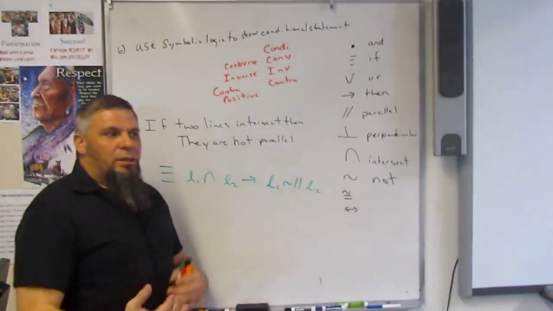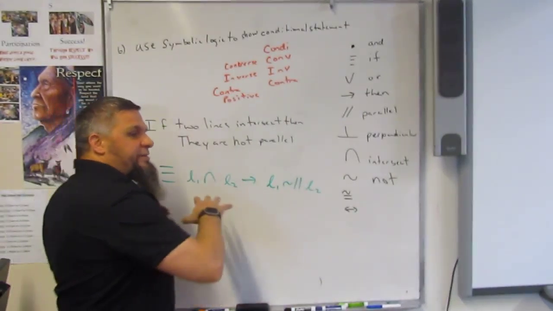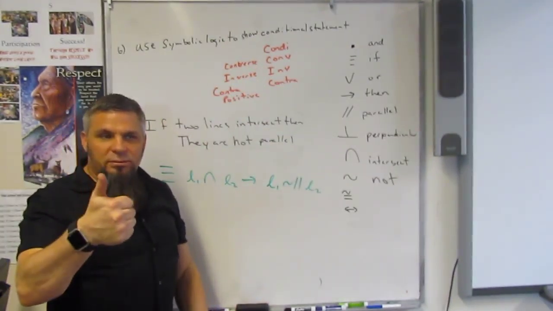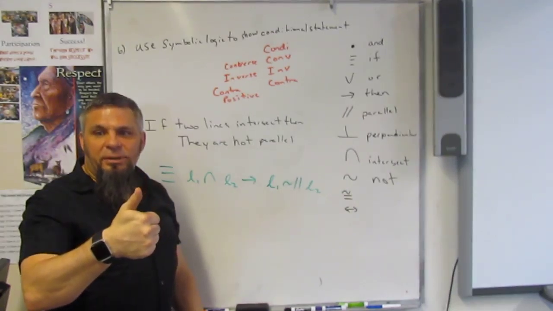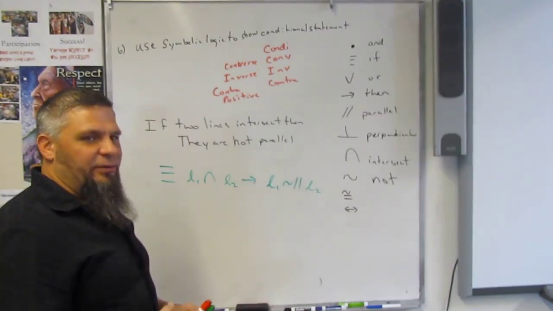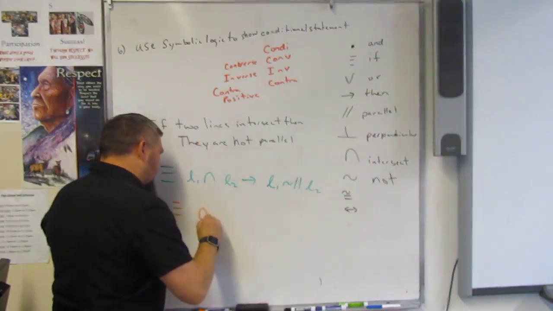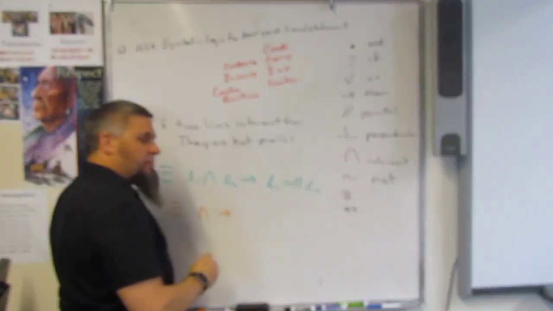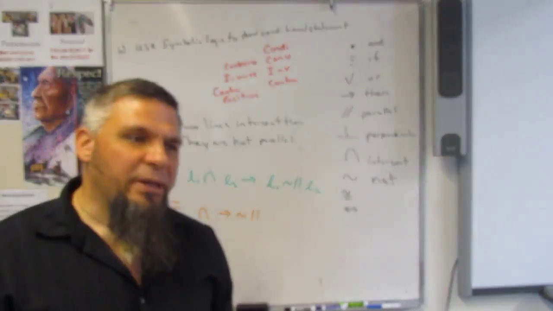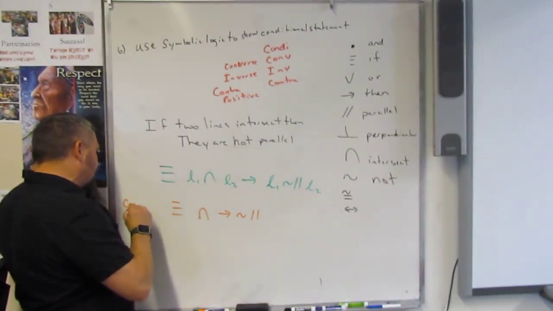Now in here, we're going to make it a little easier, because there's a lot to that. If you want to take this and make your converse, inverse, and contrapositive this way, you're going to get extra credit. But if you want to make it easier for yourself, just go: if they intersect, then they're not parallel. That's okay with me. That simplifies it a little bit. That's your conditional statement.